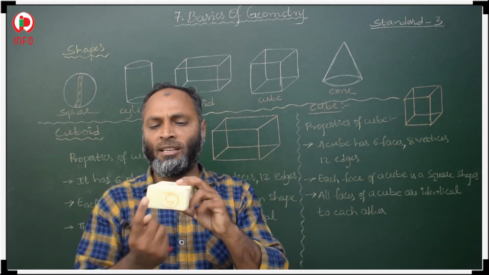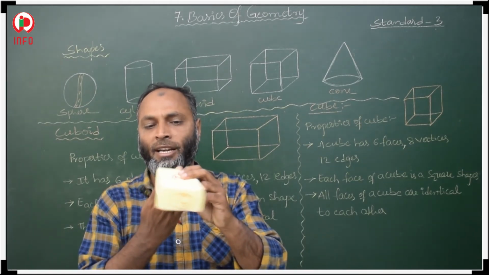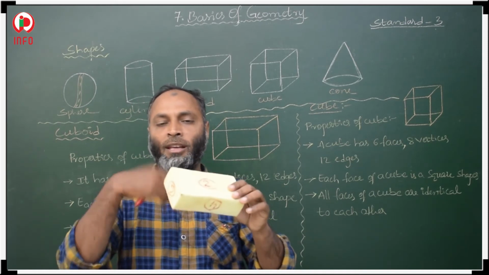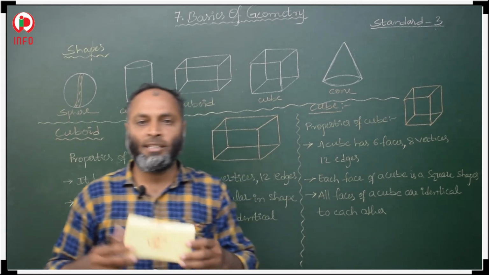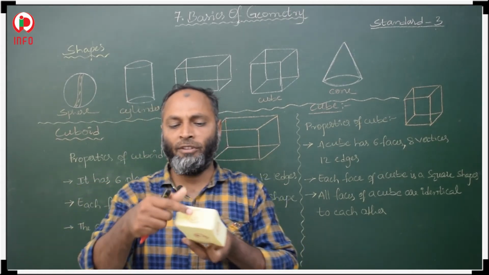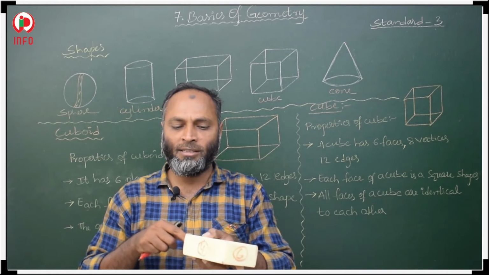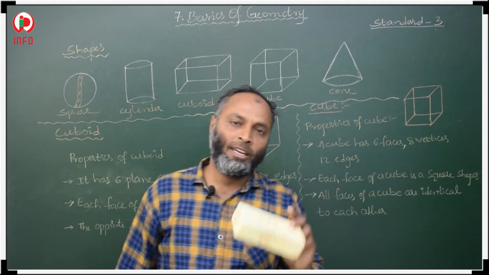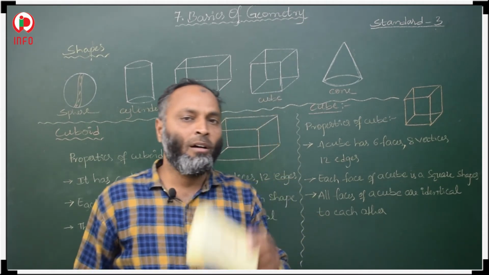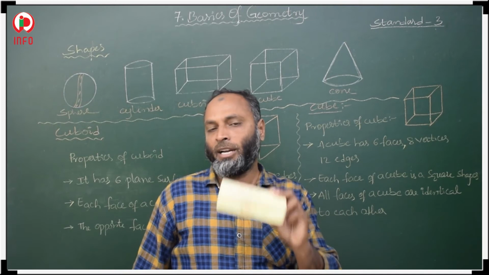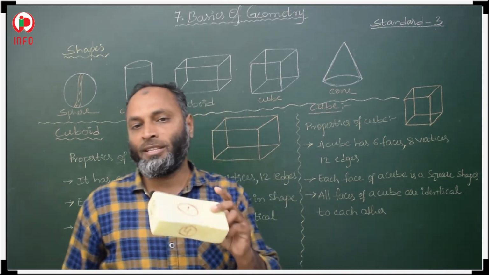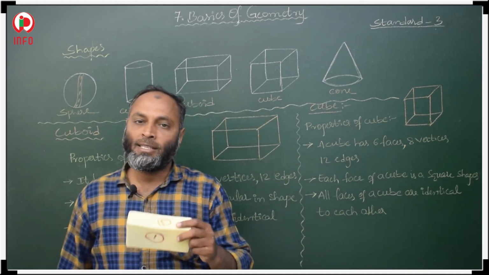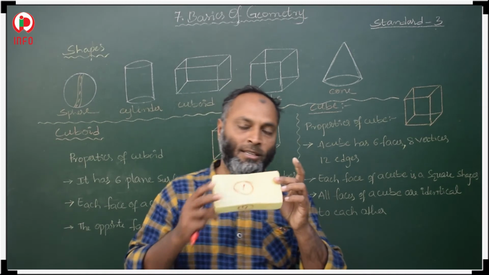This side and its backside face are identical, and this face and its backside face are identical. We have 3 pairs of identical faces. All the faces are rectangular in shape, and opposite faces are identical. Opposite faces are identical means they are the same. Okay. So, this is a cuboid.